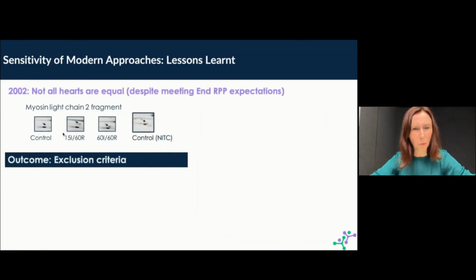But I had this one outlier. No matter what I did, no matter how many times I ran that gel, that heart was always a problem. And it turned out that despite meeting my rate pressure product expectation of 90% maintenance of function, it didn't meet my initial RPP expectation of 27,000. So that heart was then excluded from the study as it didn't meet that expectation. And it allowed me to introduce exclusion criteria.